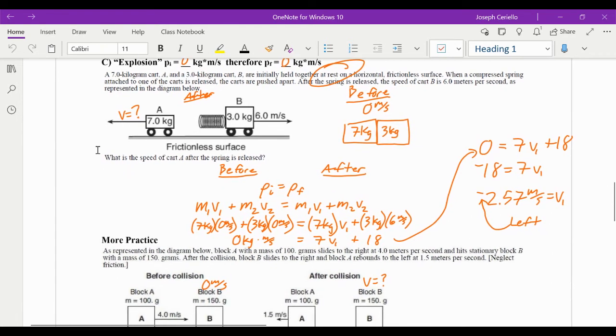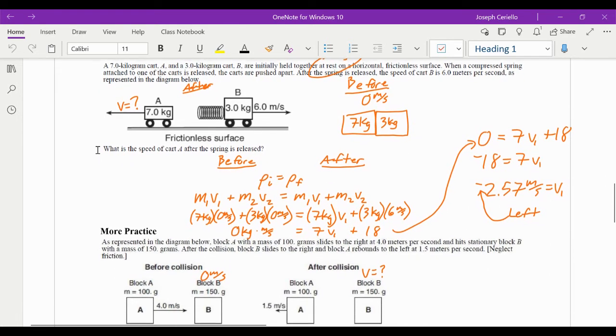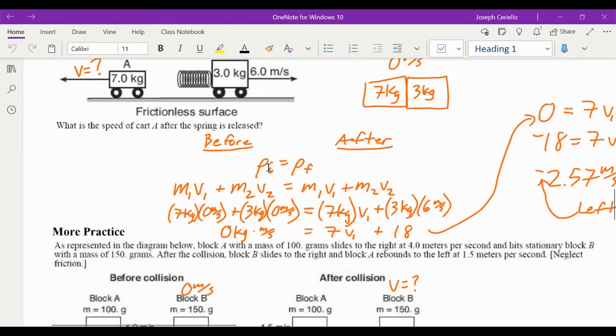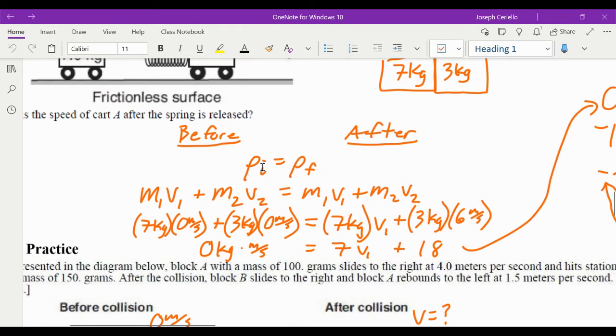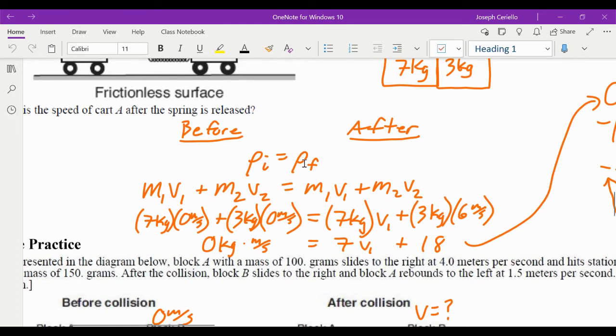So this is how you're going to do every conservation of momentum question. You have your before side and your after side. Your P initial equals P final. So start by writing that down. The next thing you're going to write is M1 V1 plus M2 V2 equals M1 V1 plus M2 V2.